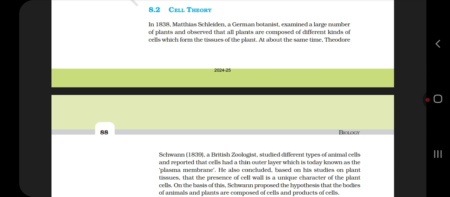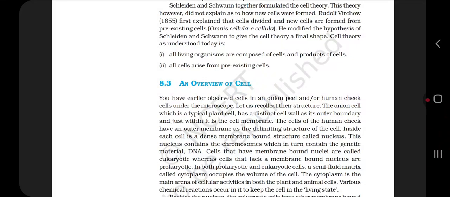At about the same time, Theodor Schwann, the British zoologist, studied different types of animal cells and reported that the cell had a thin outer layer which is today known as the plasma membrane. He also concluded, based on his studies on plant tissues, that the presence of a cell wall is a unique character of the plant cells. On the basis of this, Schwann proposed the hypothesis that the bodies of animals and plants are composed of cells and products of cells. Schleiden and Schwann together formulated the cell theory.